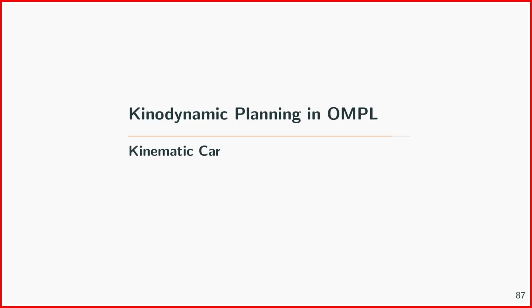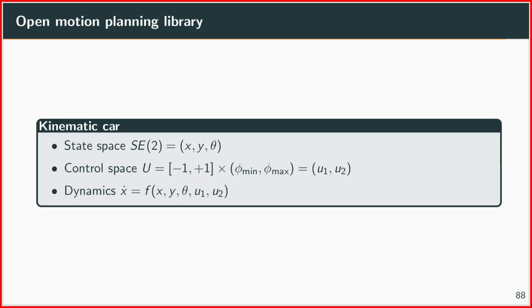Okay, and I want to look at a small example of that, which is a kinematic car. So the kinematic car is just a car which can move around on the plane. It has a state space SE2, and this SE2 state space is just x, y, and theta, which is just position and orientation of the car. You have a control space U, which has two parameters. One is forward and backward speed, and the other one is the steering angle.